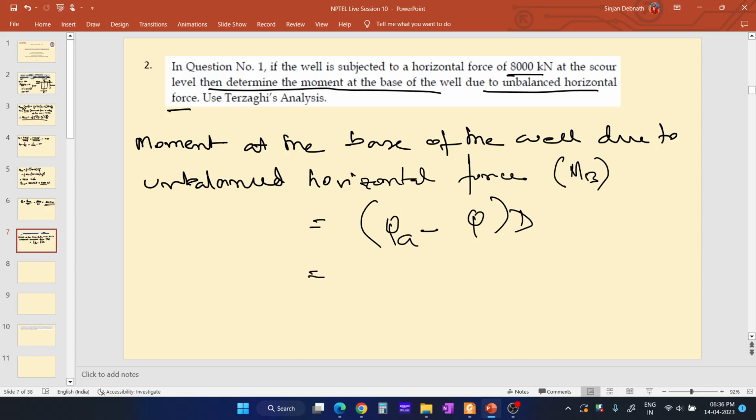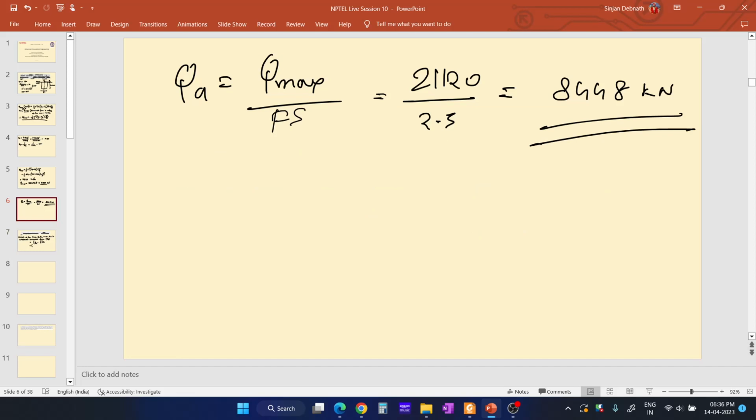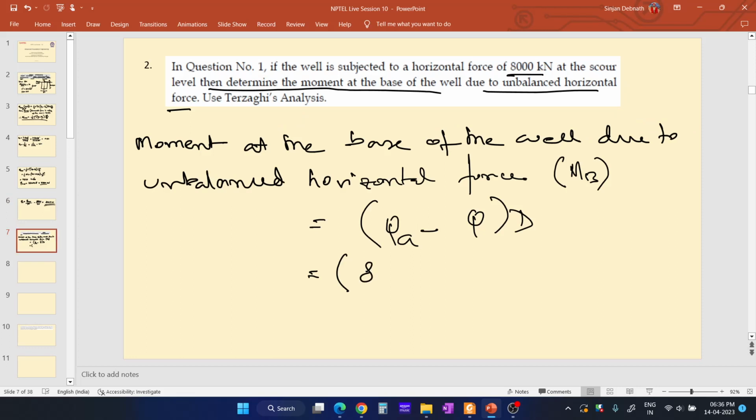So now what is QA? QA we have already found out. QA is 8448. We have determined that in the previous question. So QA is 8448 minus Q, that is the current horizontal load, which is 8,000 kilonewton. Okay, and D is the depth below the scour level, which is 20 meter.